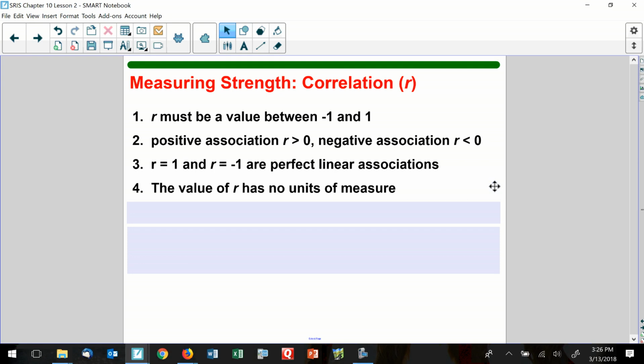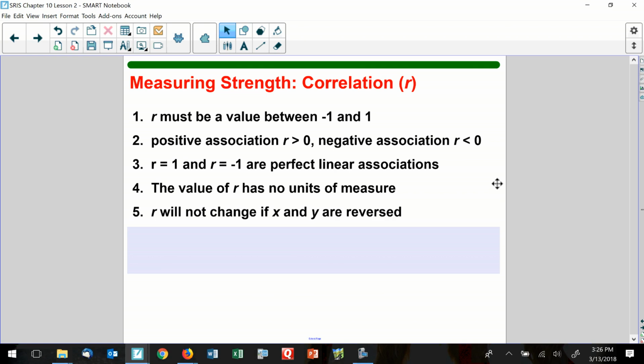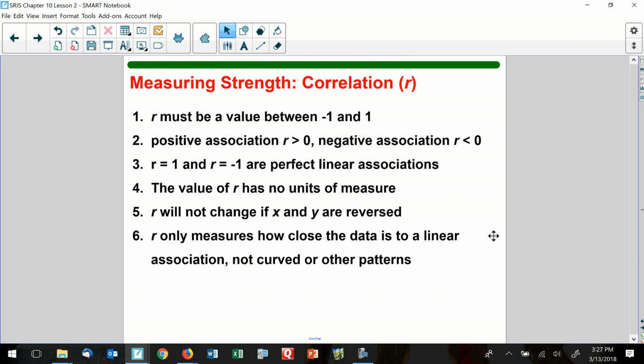The value of R has no unit of measure. We don't say R inches or R anything. It's just how strong the relationship is. If we change X and Y, remember we talked about explanatory and response, the correlation does not change. Later we'll find out something that does. And it only measures how close the data is to a linear association. It doesn't tell you about other associations, curved or other patterns. This only deals with linear, how close data is to a line.